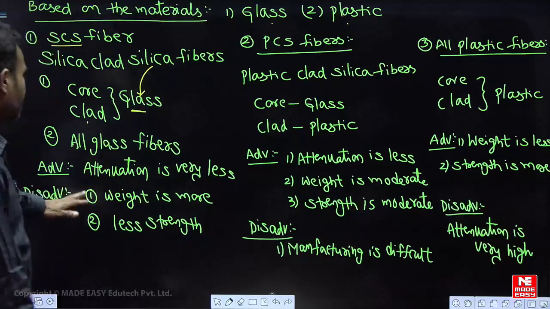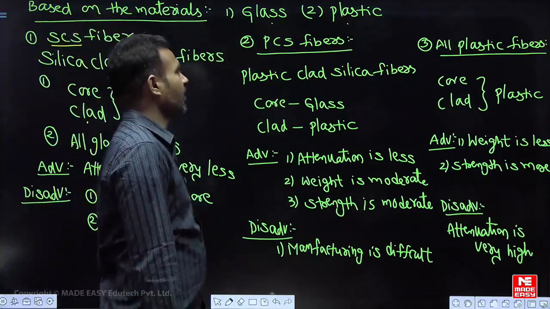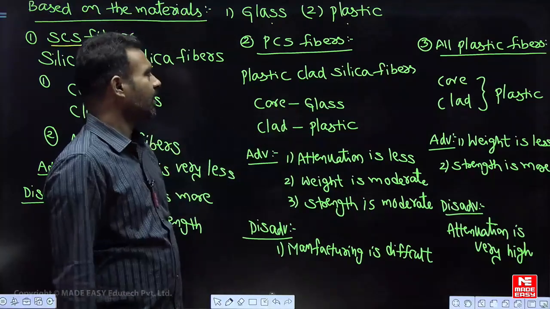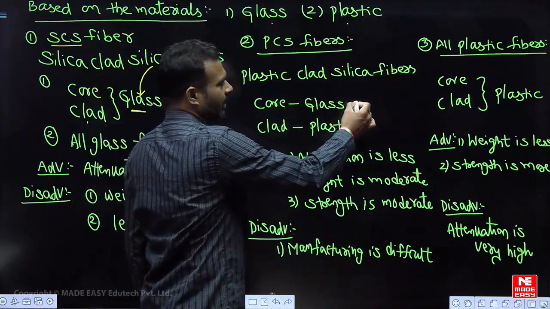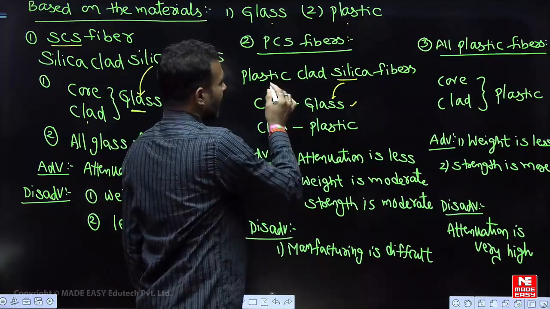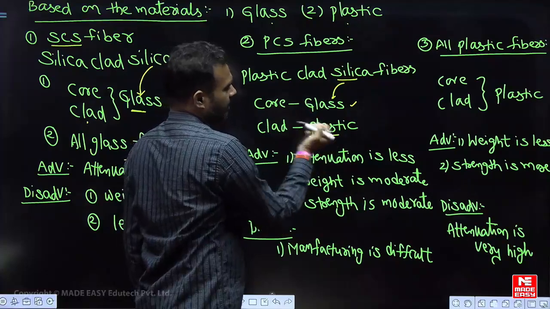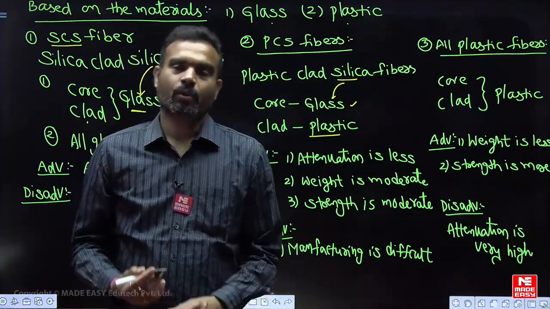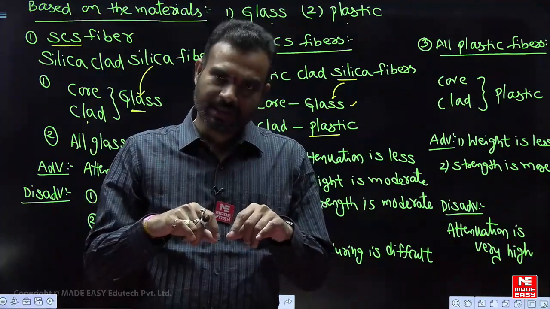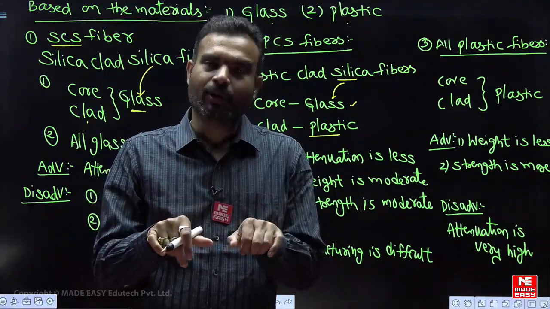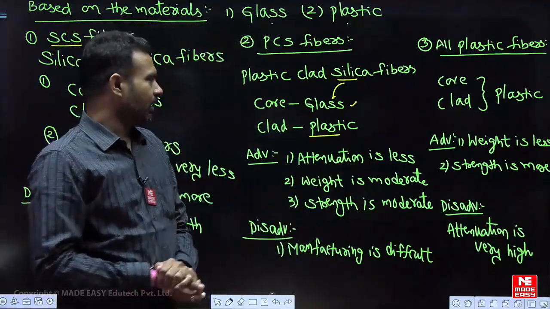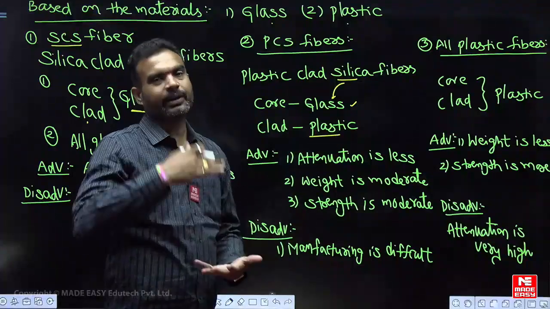To overcome these disadvantages, we go for the next one called PCS fibers, that is plastic clad silica fibers. In plastic clad silica fibers, the core is manufactured with glass, because silica is nothing but glass, and the clad is manufactured using plastic. Because the plastic has some elasticity, even if you bend it and release it, it returns to its own state. Because of that, we prefer the plastic clad to reduce the weight also.